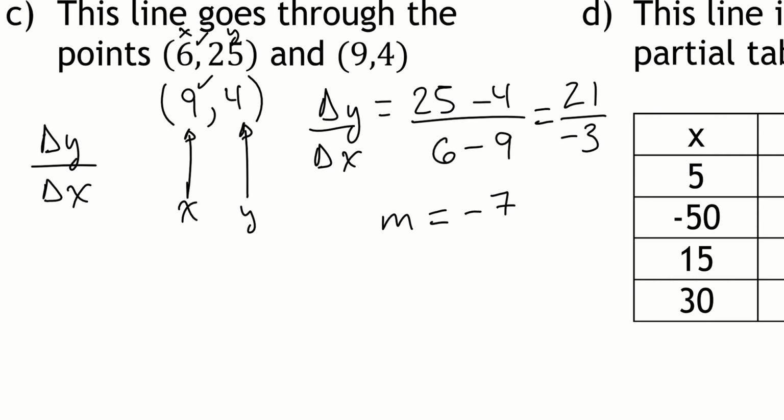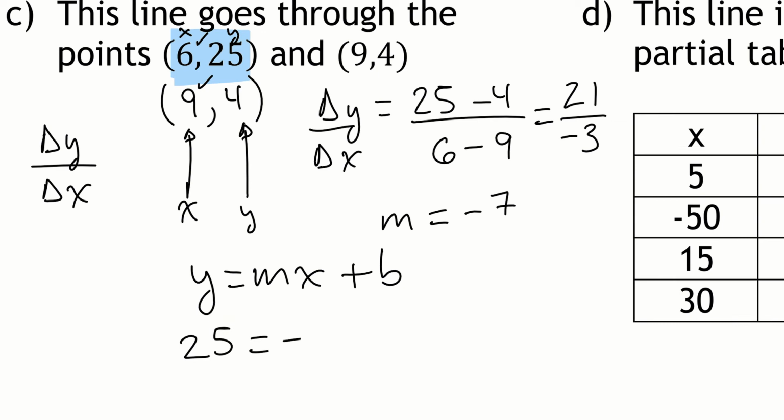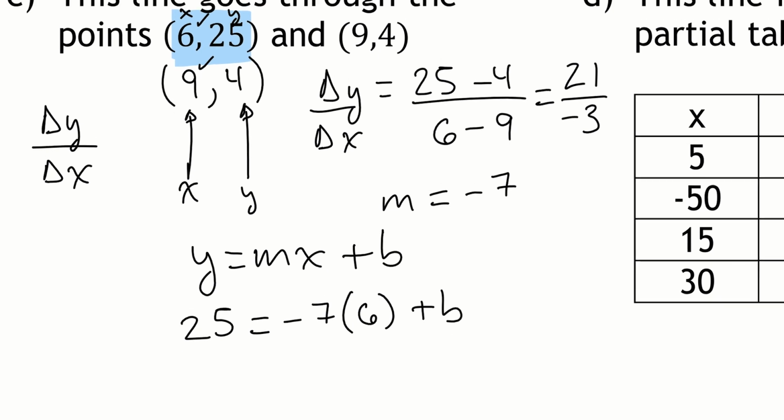I'm plugging things into this generic slope-intercept form, y equals mx plus b. Let's use the top point, the 6, 25. So for that point, y is the number 25, and that equals m, which is negative 7, times x, which is 6, plus b. If I simplify, the product of negative 7 times 6 is negative 42. So I have negative 42 plus b, and of course the 25 still is on this side.